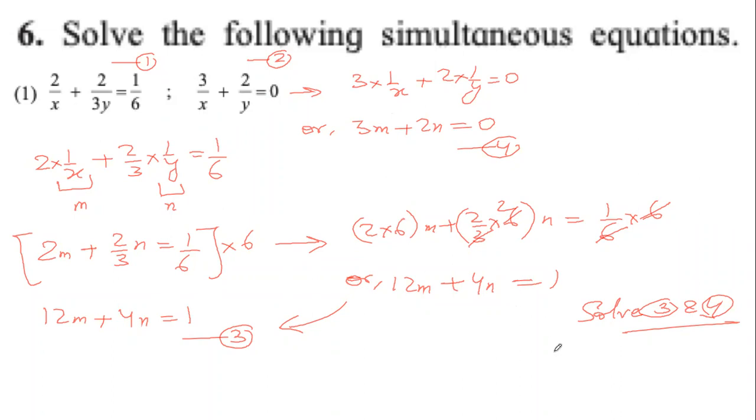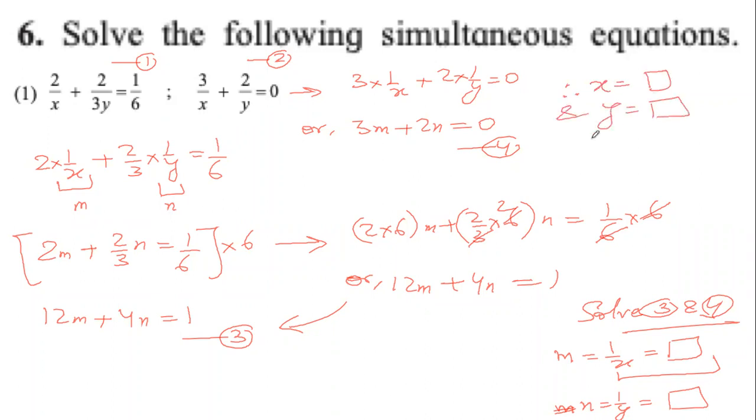Once you get m, you will write m equals 1 by x and get that value. Then you will simplify this and find the correct value for x. Again, you will write n equals 1 by y equals whatever value you got for n, and then solve it to find the value of y. This is how we will finally have the answer looking: x equals something and y equals something else.